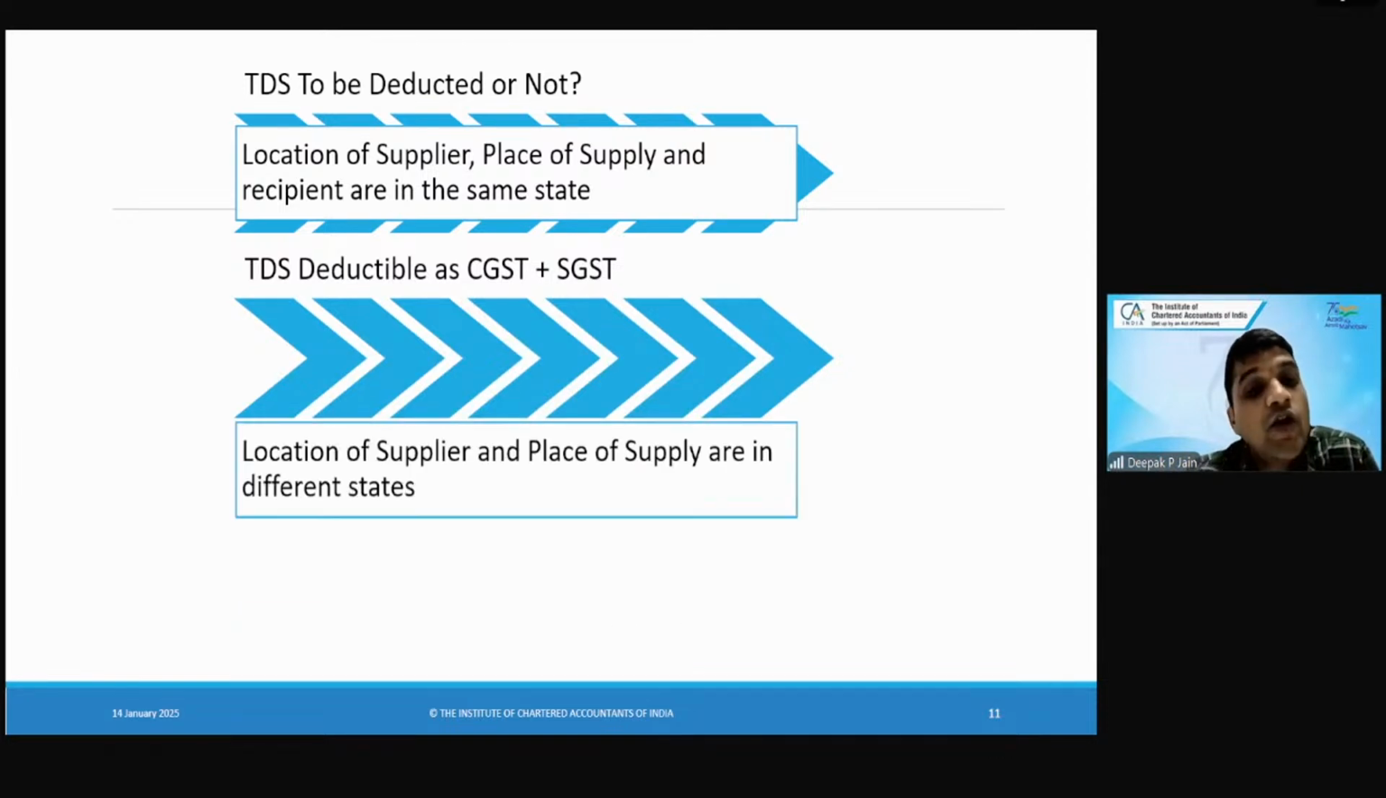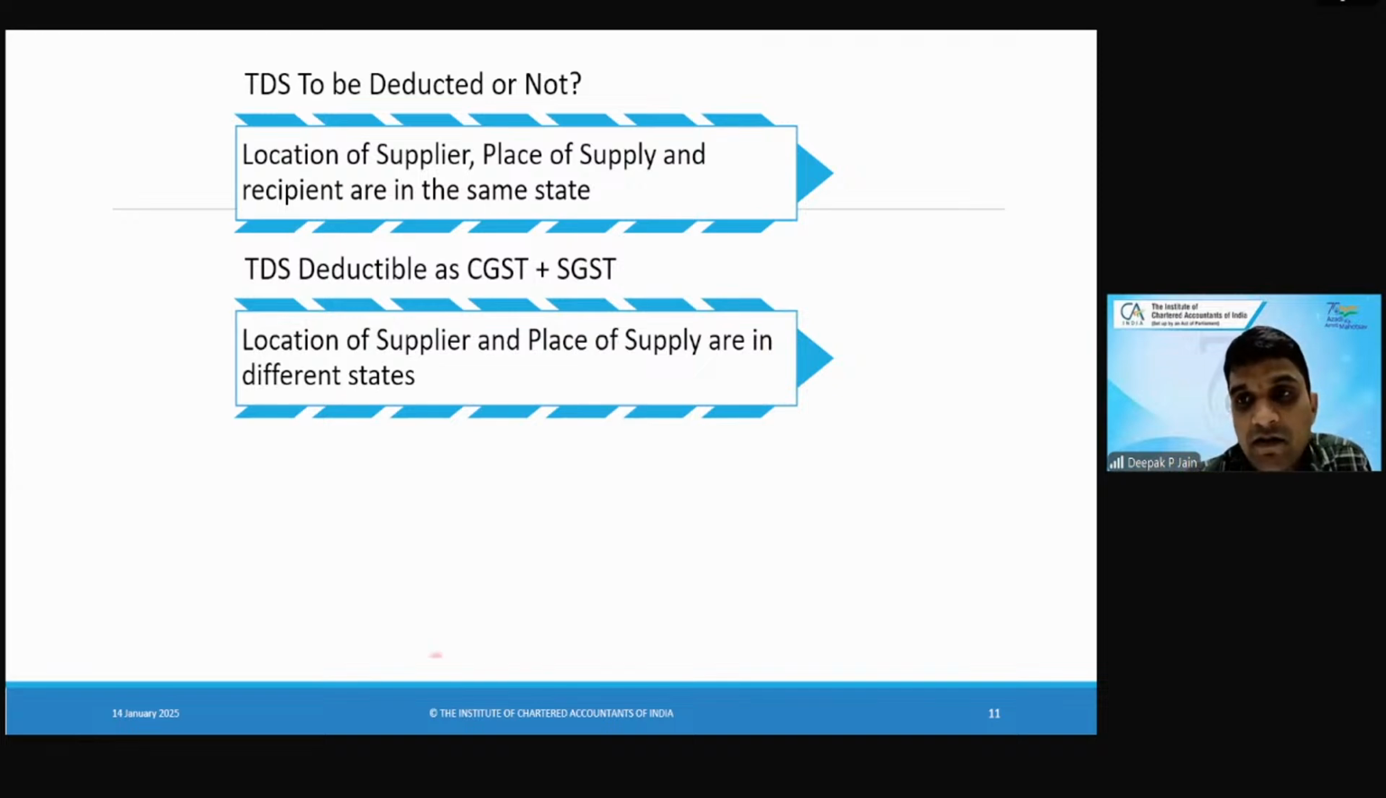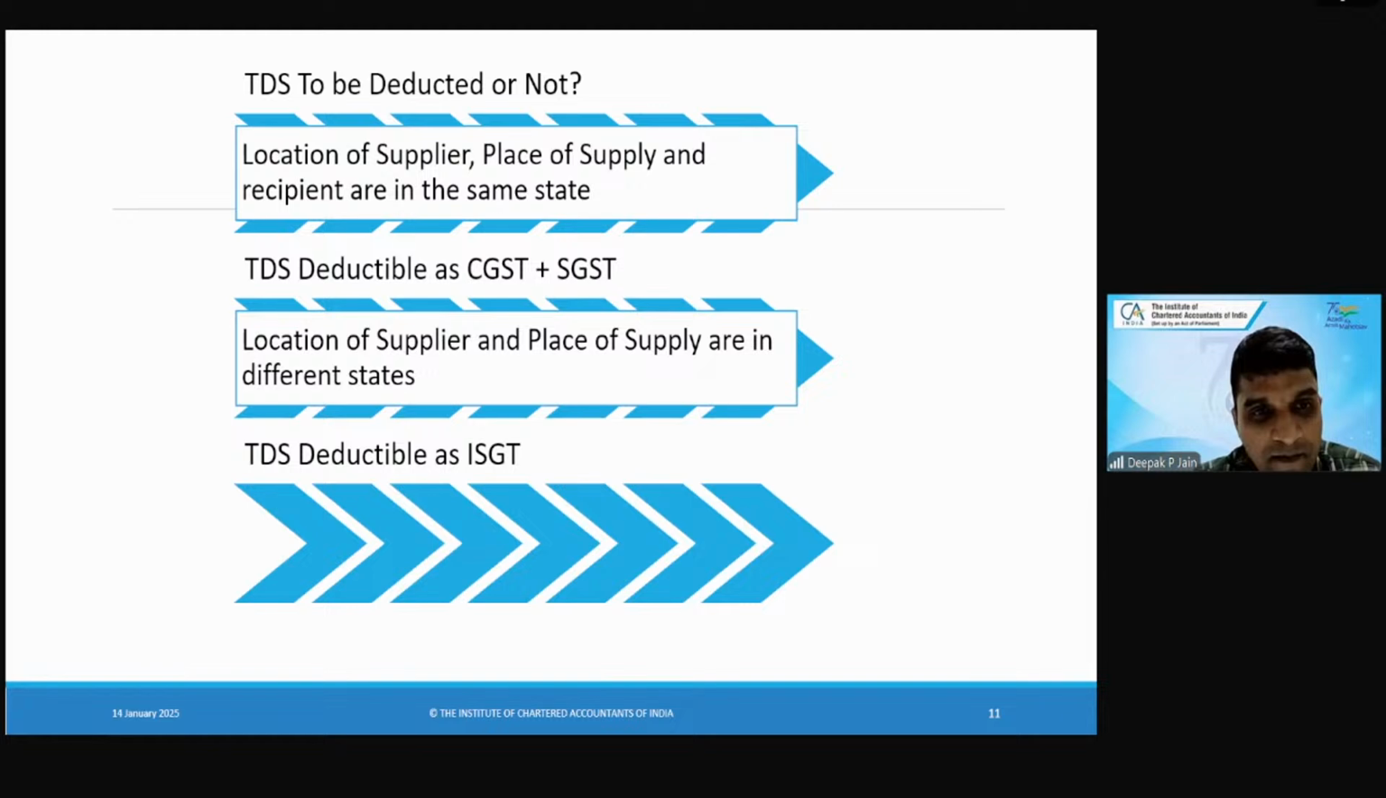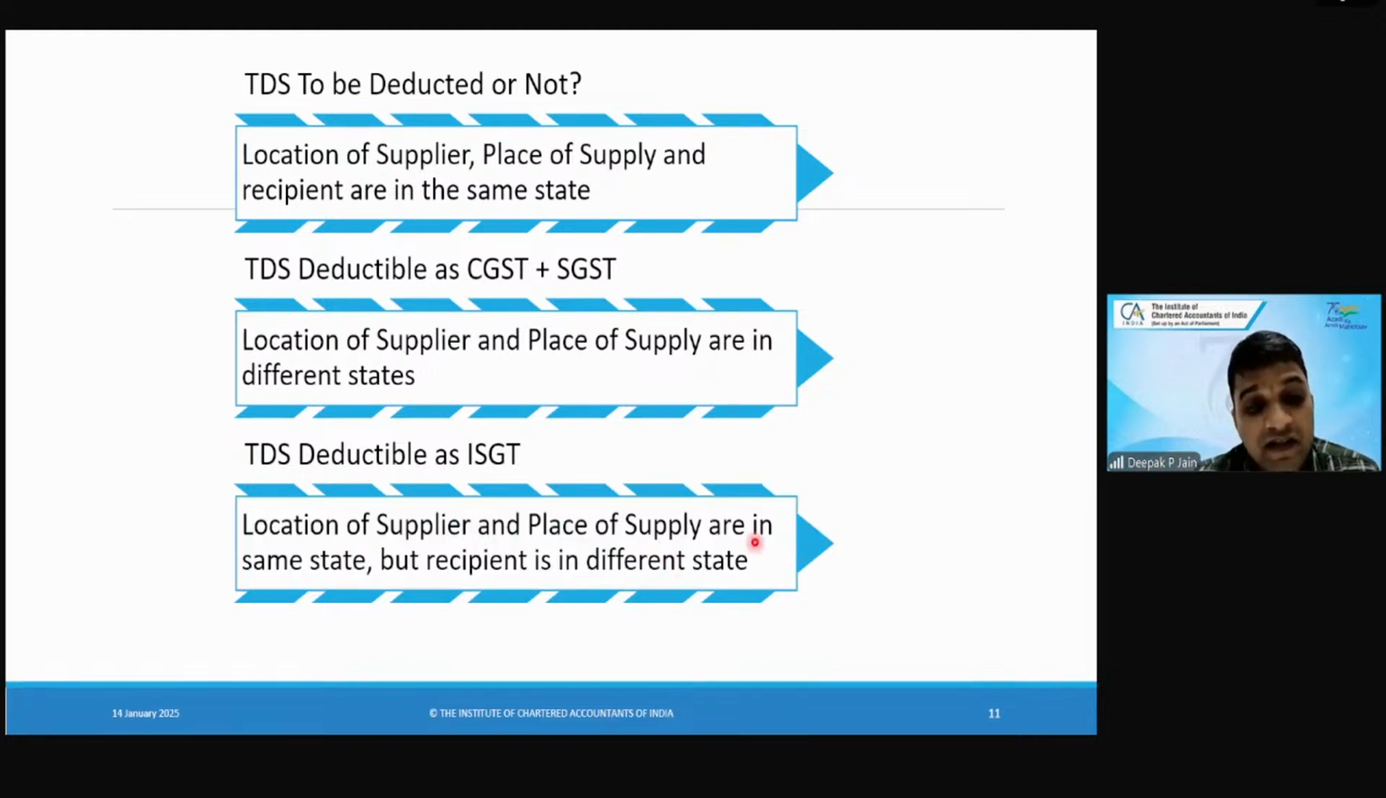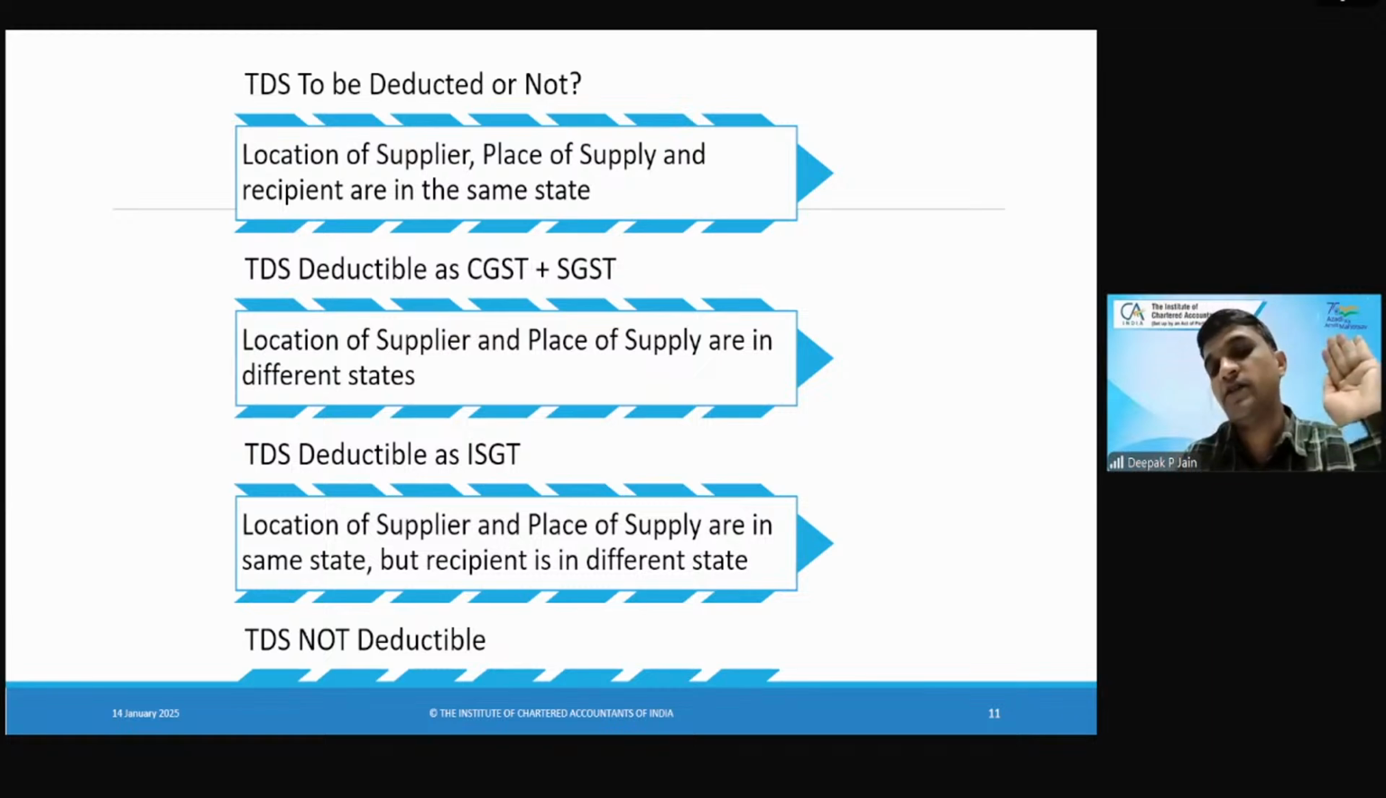Correct. Second scenario, location of supplier and place of supply are in different states. And of course, recipient is in the same state. That is not written, but understand that the recipient is in the same state as the location of supplier. TDS applicable. Which TDS? IGST TDS. Very nice. So there TDS is deducted as IGST. Third scenario, location of supplier and place of supply are in the same state, but the recipient is in a different state. Not applicable. Correct. Very true. So you have understood now. This will be given in different situations with different numbers, and you have to tell.